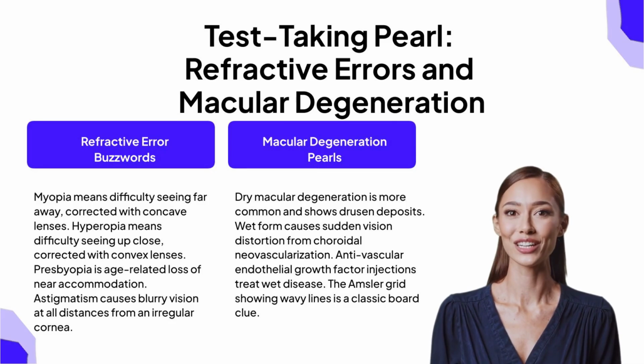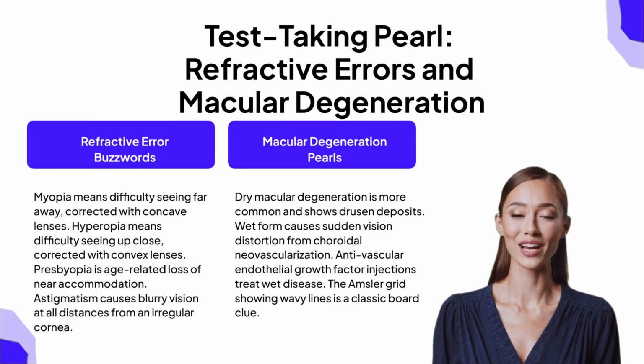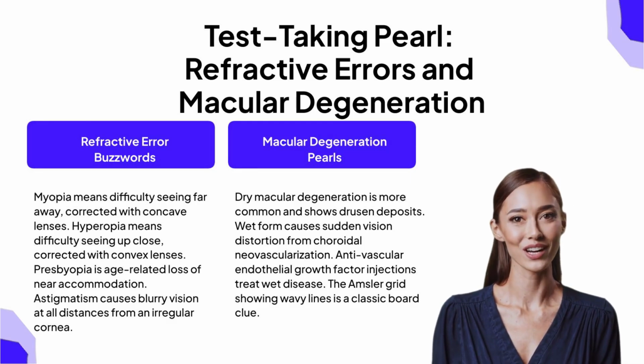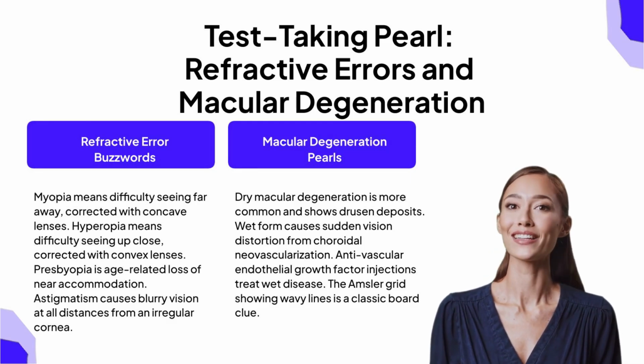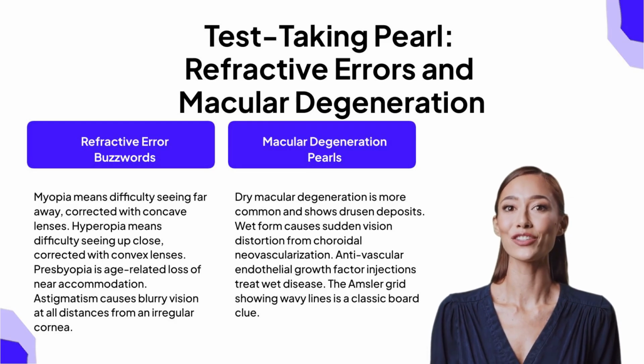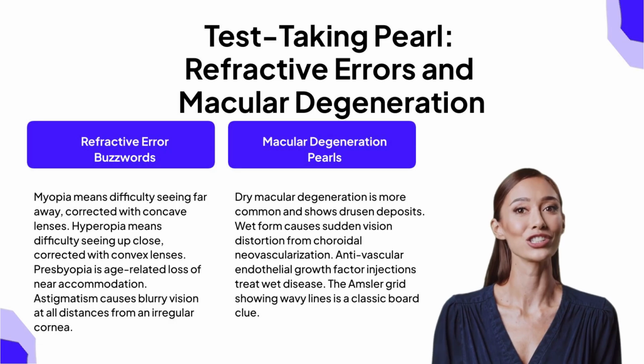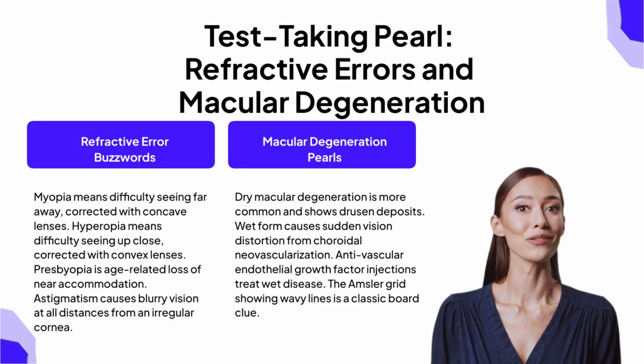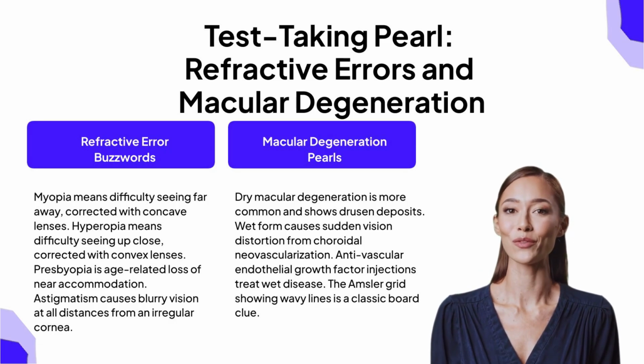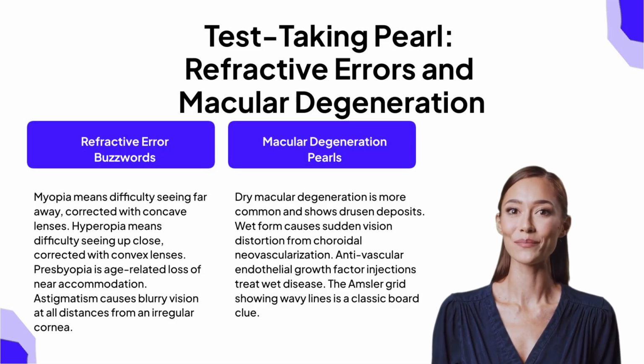For macular degeneration, the most important distinction is dry versus wet. Dry macular degeneration is far more common, about 90% of cases, and progresses slowly. The hallmark finding is drusen, which are yellow deposits under the retina. Wet macular degeneration is less common but more severe. It causes sudden vision distortion from choroidal neovascularization, meaning abnormal blood vessels grow under the retina.